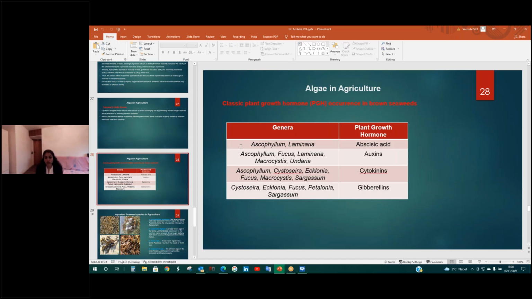Suppose you are choosing a product which already uses the ascophyllum genus, then there is no need to add extra auxins, because they are already present in the seaweed, and that would be more than enough for the plant, I would say. It completely depends on which species they are using, whether that species already has these plant growth hormones. Then definitely no need to add extra cytokinins or auxins. You got my point? Thank you, doctor. I got my point.